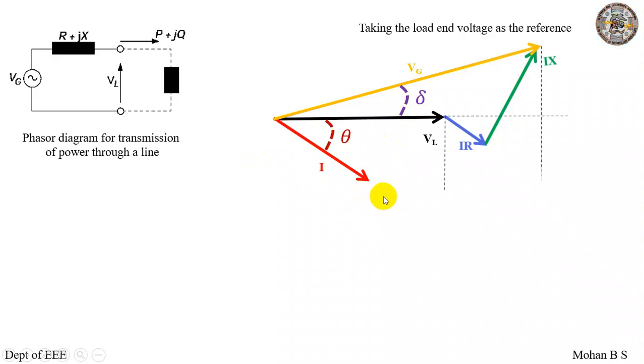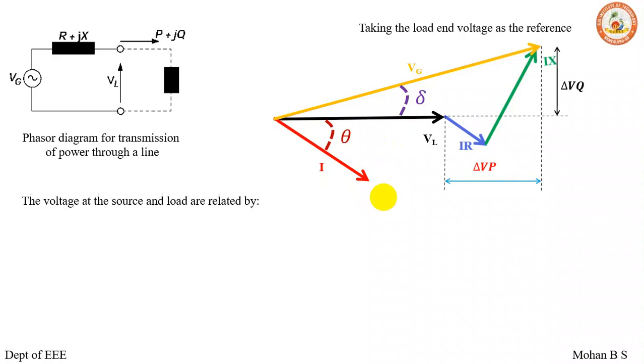Okay, so let us see what these two are, that is the change in VP and the change in VQ. There is a real component of your voltage and an imaginary component of your voltage, or reactive component of your voltage. The voltages at the source and load are related by, as we apply KVL, we can write this equation, or with respect to this vector diagram also one can write the equation as VG equals VL plus I into R plus jXL.